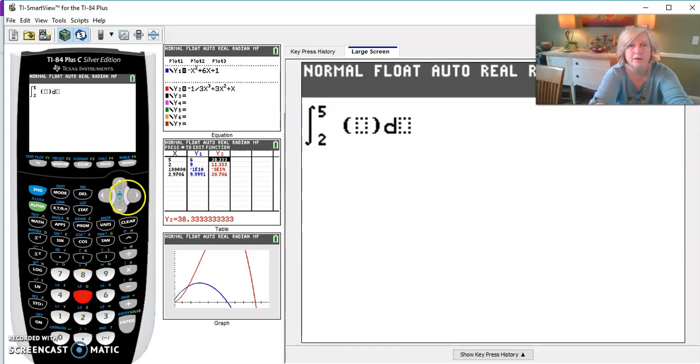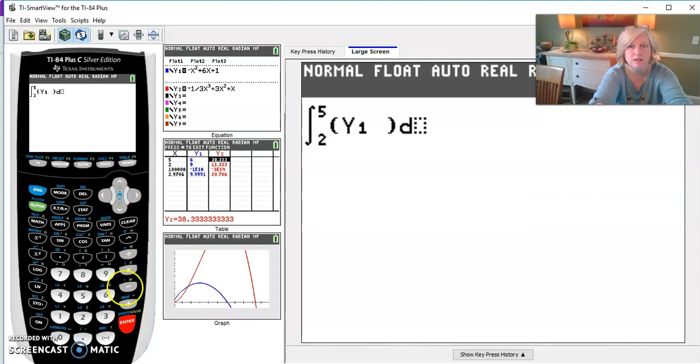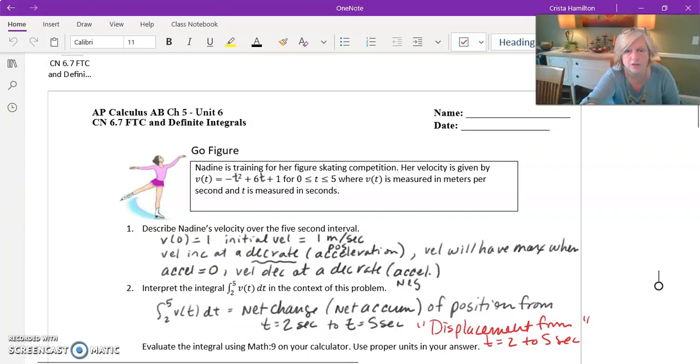And this is also why I put it into Y1. I put my velocity curve in Y1 so I can hit alpha F4 and just grab the y1 function. And then we are integrating with respect to x. And so that would be kind of what we're looking at. And then when we integrate that, we just hit enter, and it will use that velocity curve for us and calculate our net change.